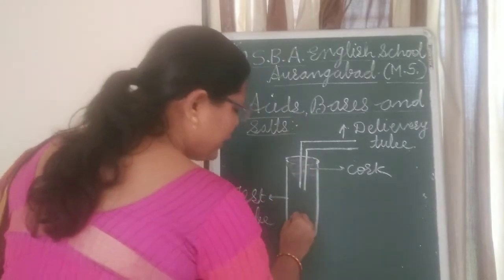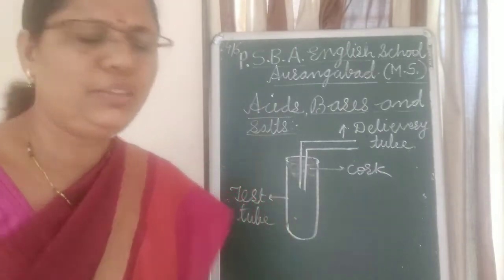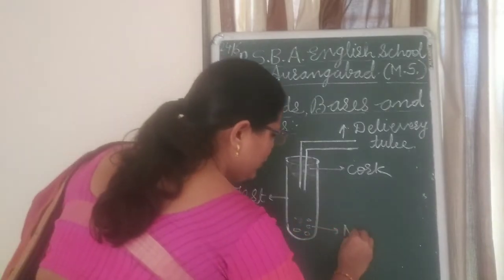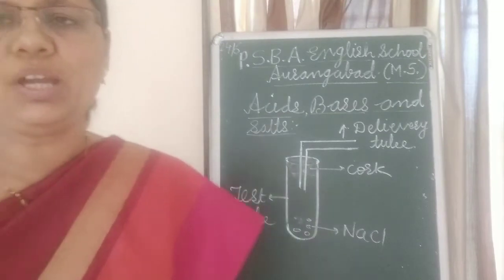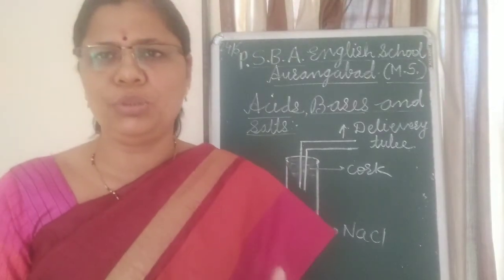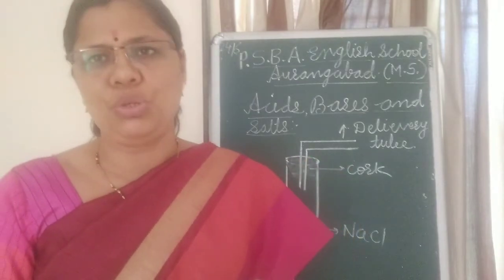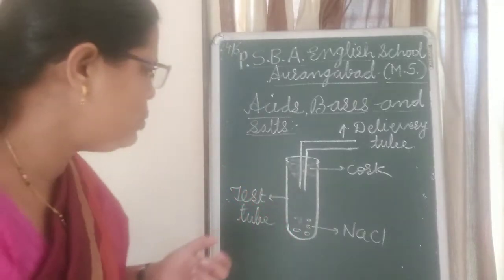Now in this activity, we have to take NaCl. NaCl is what? Sodium chloride, or common salt. So we have to take 1 gram of sodium chloride in the test tube, and we have to add concentrated H2SO4 to it.